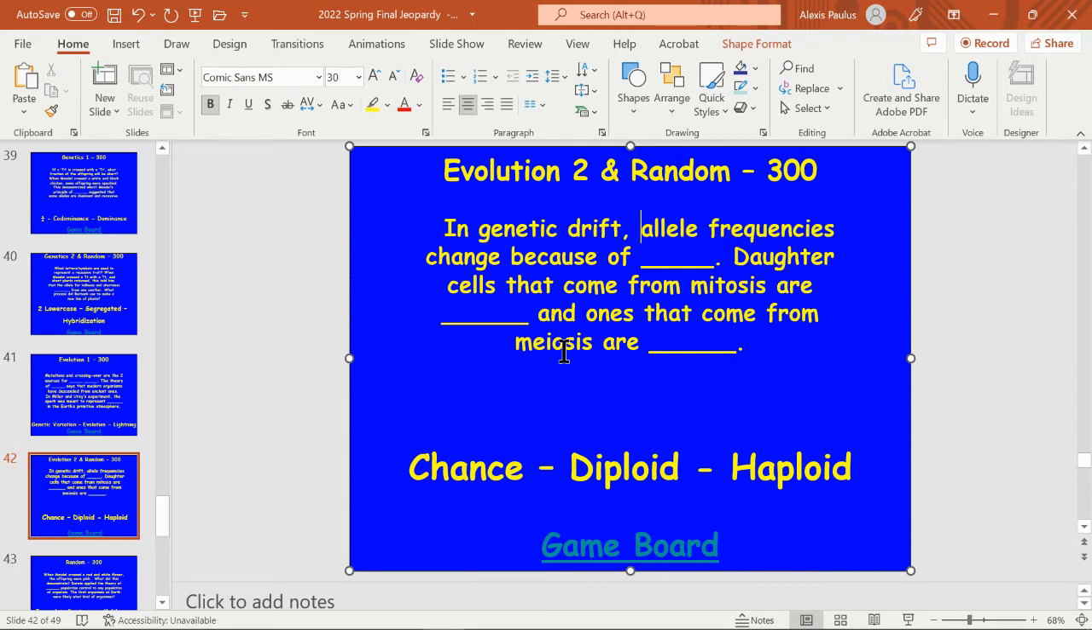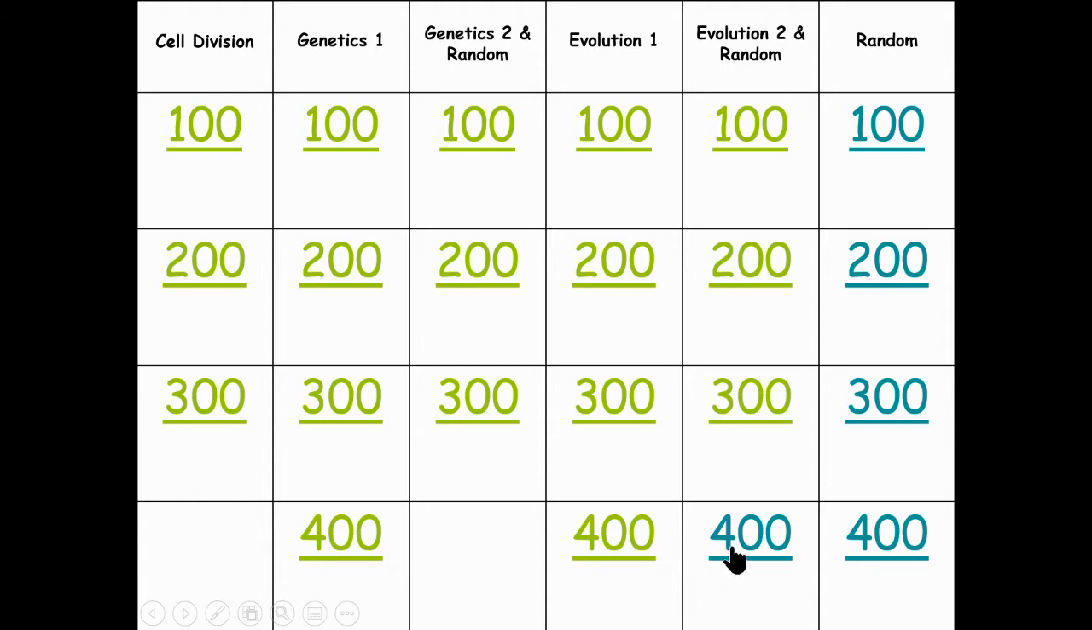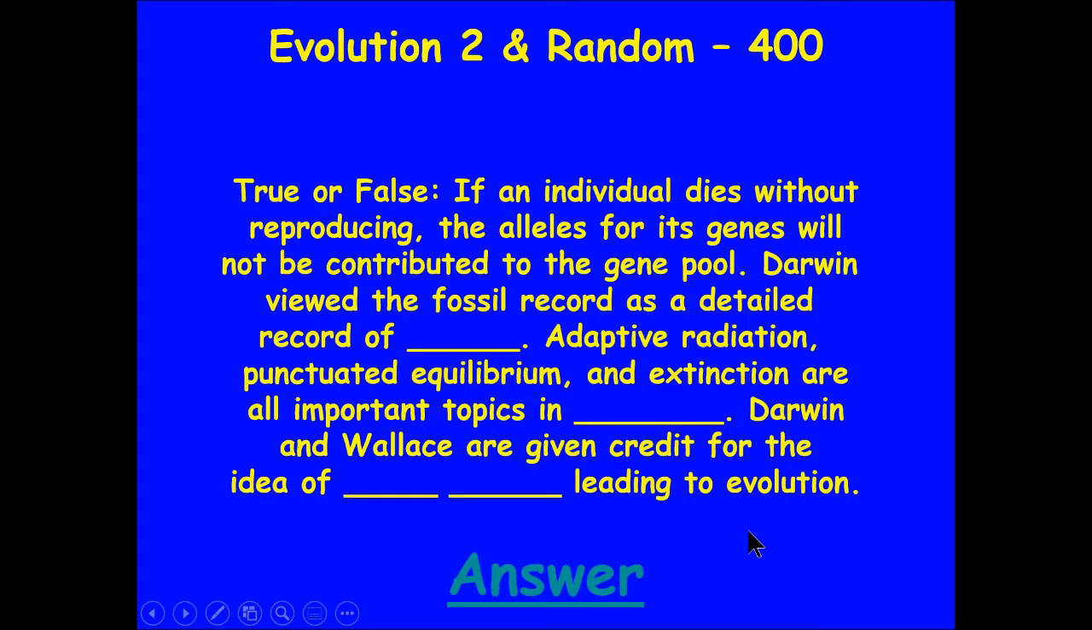All right, and daughter cells that come from mitosis have all of them. They are diploid. Ones that come from meiosis have half of them. They are haploid. And I'm sorry I'm making all these changes on the fly, but I want this Jeopardy to be as valuable a tool to you as possible and as accurate as possible.